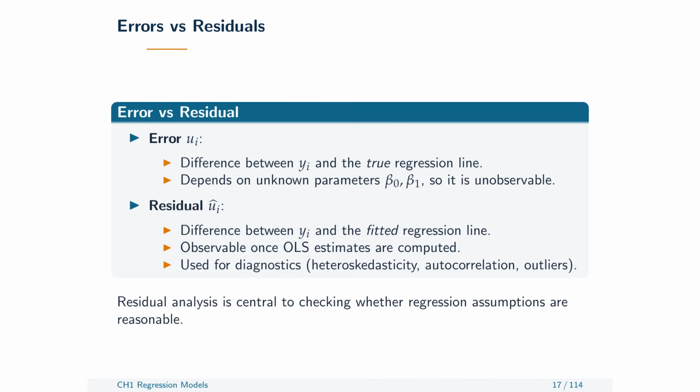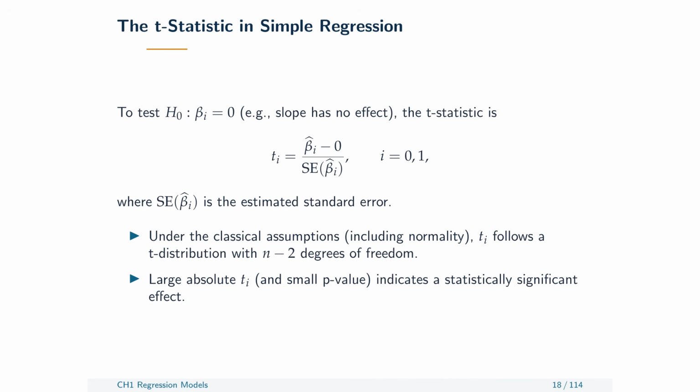Estimates vary from sample to sample, so a coefficient needs a measure of uncertainty. To test whether a population coefficient equals a proposed value, we take the estimate minus that value and divide by its estimated standard error. The result is the t-statistic. For the common null hypothesis of 0, the numerator is simply the estimated coefficient. Under the classical assumptions with normal errors, the simple regression t-statistic follows a t-distribution with the sample size minus 2 degrees of freedom.